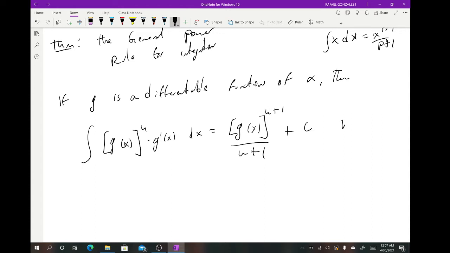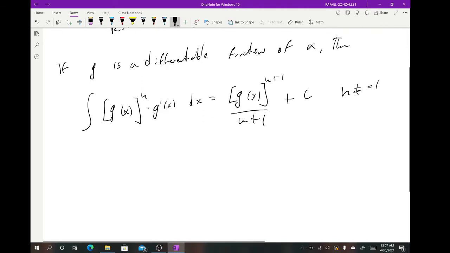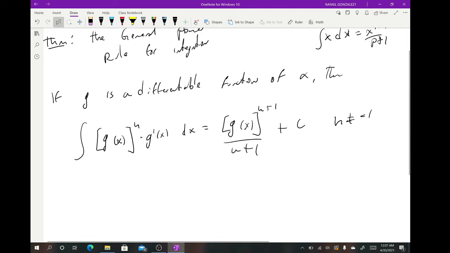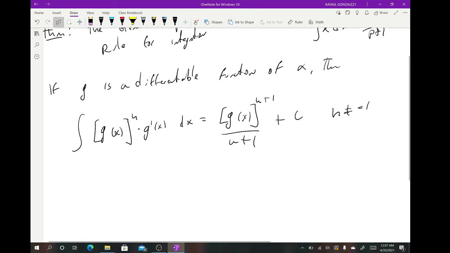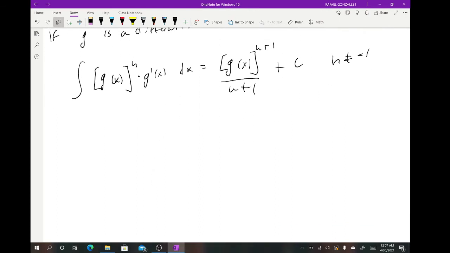So long as n is not equal to minus 1, because if n is equal to minus 1, then we have 0 in the denominator, and we cannot divide by 0. So notice that this is very similar to the power rule that we had before.